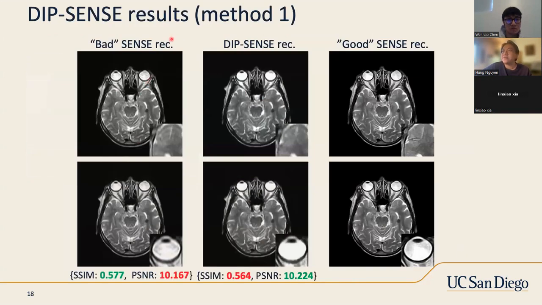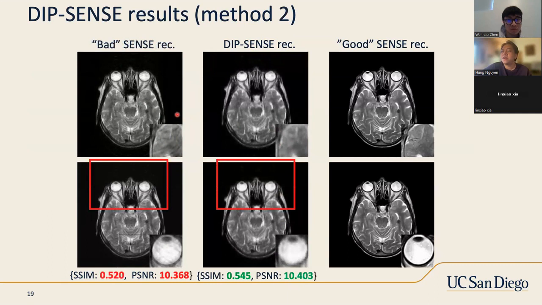So here are the results of the deep SENSE method. As you can see, there are a lot of ringing artifacts in both the brain regions and the eye regions. But thanks to the deep SENSE method, those artifacts have been reduced. We evaluate the methods based on the structural similarity and the peak signal to noise ratio. As you can see, the structural similarity is roughly the same, and the peak signal to noise ratio for the deep SENSE method has increased.